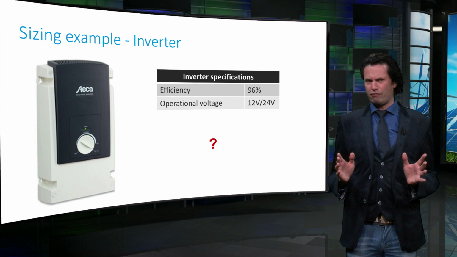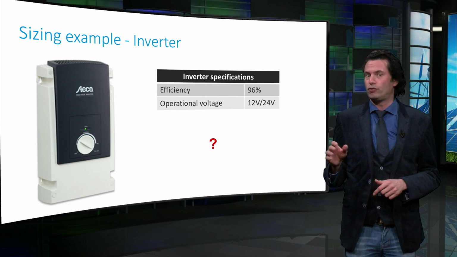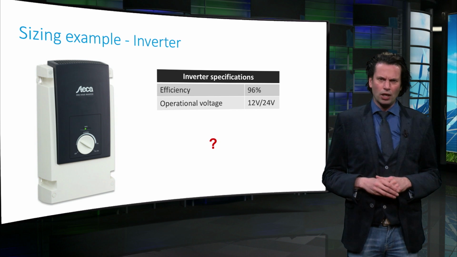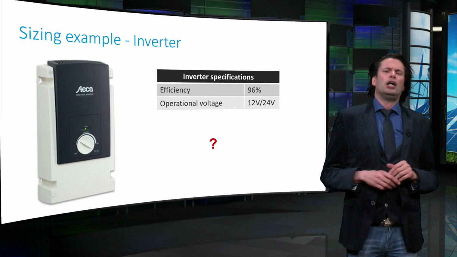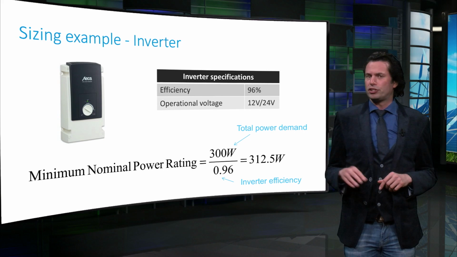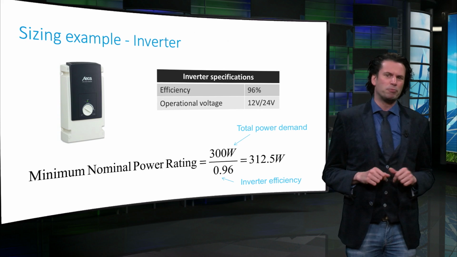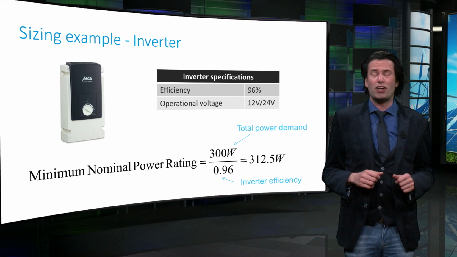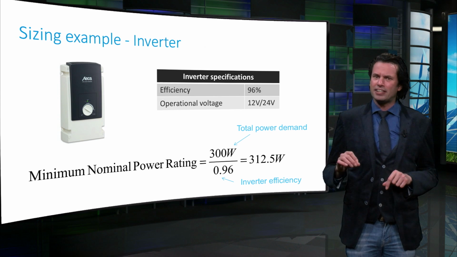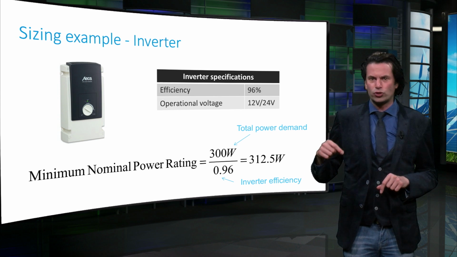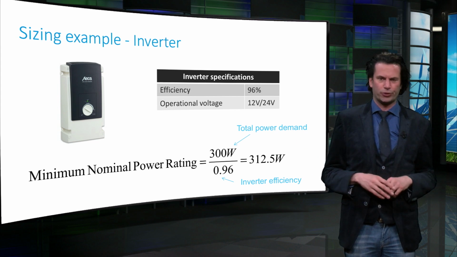An inverter is available with an efficiency of 96% and operational voltage of 12 or 24 volts. What should be the minimum nominal power rating of this inverter? We know that the power demand of the load is 300 watts. Given the rated efficiency of the inverter, we can estimate the minimum nominal power rating as 312.5 watts. Note that the inverter may be less efficient than the rated efficiency, and under such conditions it's safer to have a margin for the power rating of the inverter.